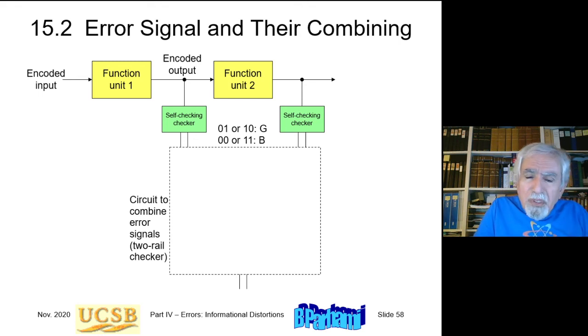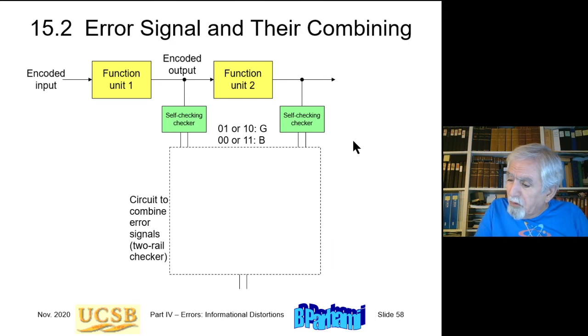So how do you combine error signals? Basically, these self-checking checkers are designed so that they have two output lines, and the two output lines are 0, 1 or 1, 0 if everything is okay. And they signal error by generating 0, 0 or 1, 1.